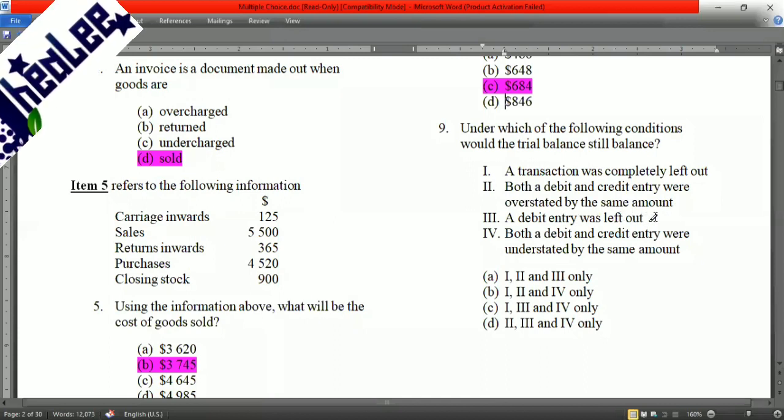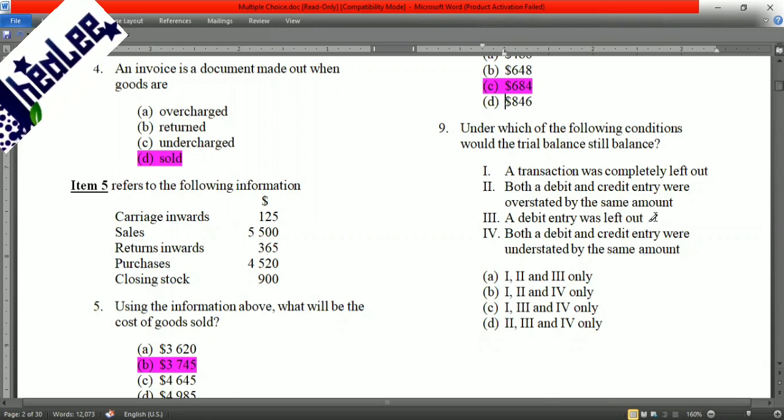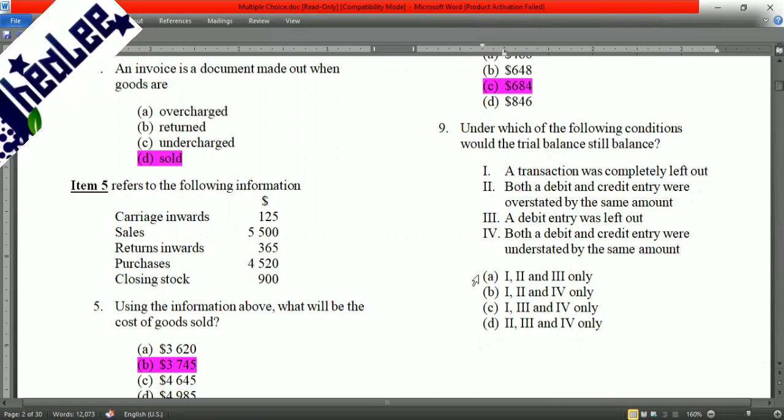A debit entry was left out, and because it is only one, it means that the trial balance would not be balanced because only the left side is affected. Both a debit and credit entry were understated by the same amount. Again, compensatory there, so therefore the trial balance would still be balanced. So our response would be 1, 2, and 4, and that will be B.